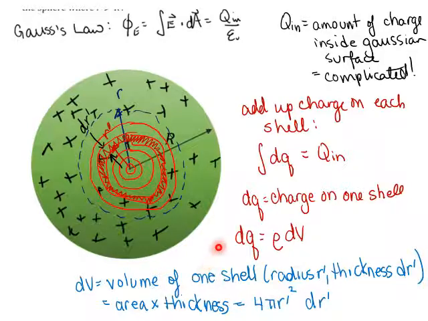Okay, I think we're pretty close to good to go. I want to integrate dq, add up all these little bits of charge to give me my total charge. dq stands for a charge on one of these shells. To find that charge, we'll do density times the volume of the shell. The volume is the area times the thickness. So the area is the area of a shell, 4 pi r squared, and the thickness is a little bit in the r direction. And we're just using r primed here instead of r, because r is already taken to be the radius of our Gaussian surface.